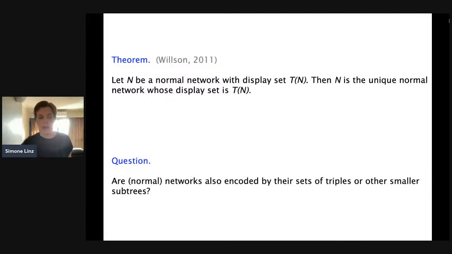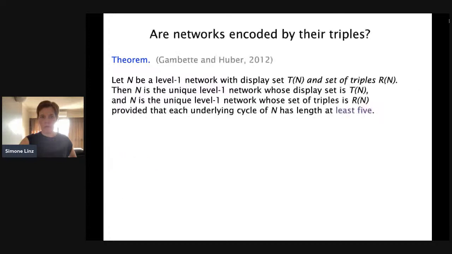And now that we have the encoding result for normal networks in terms of display sets, we could also ask, are normal networks or other network classes also encoded by their sets of triplets or other smaller subtrees, right? Because ideally we would like to look at really small subtrees instead of phylogenetic trees on the entire leaf set of the network. So the question now is, are normal networks also encoded by their triplets?